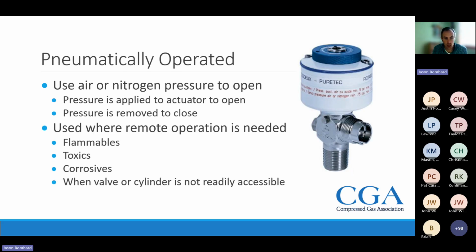There's also valves that are pneumatically operated. These use air or nitrogen pressure to open and close them. Nitrogen or air is applied to this port in the top of the valve, which will open the valve. You remove that pressure, there's a spring inside that will close it. These are used where you need to be able to remotely operate that valve, such as some flammable services, toxics, corrosive gases, and when that valve or that cylinder is in a spot where you can't get to it.